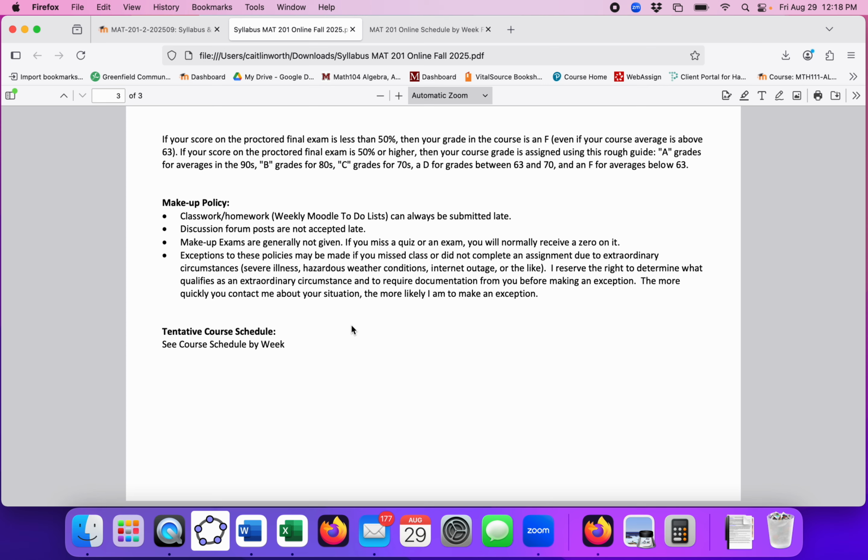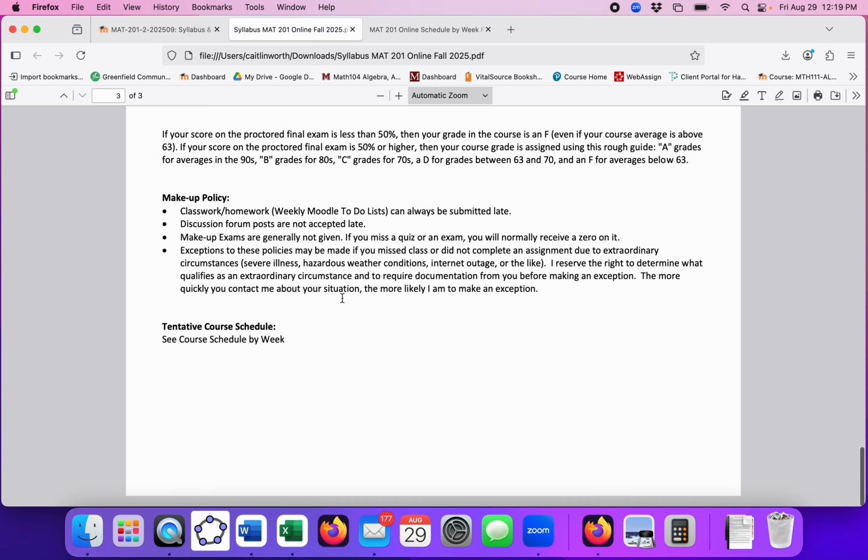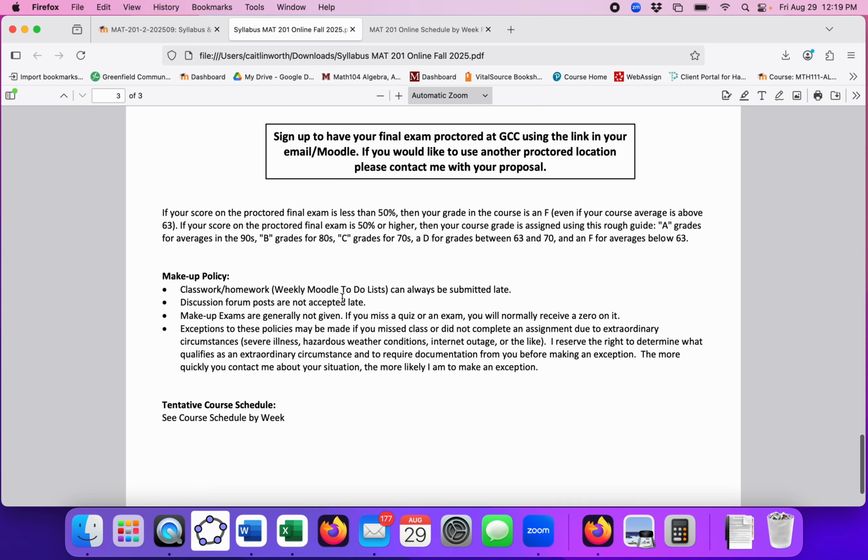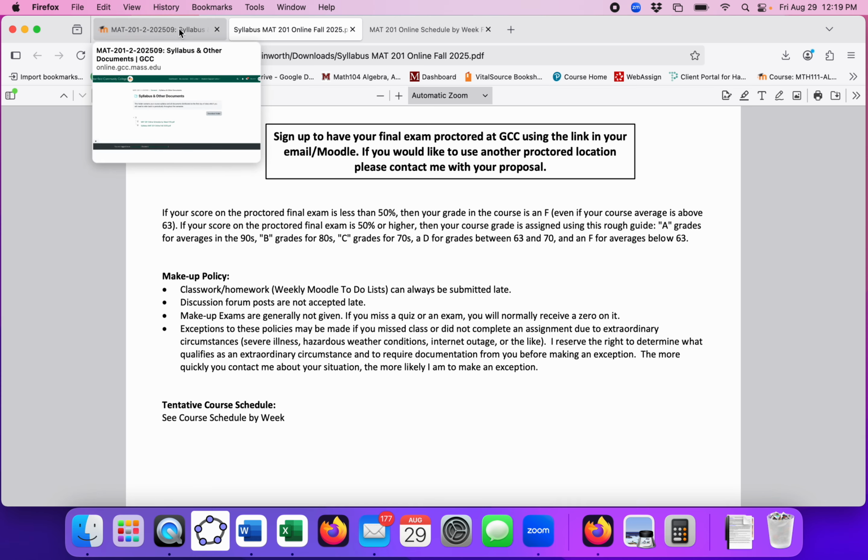However, there are always exceptions to those policies. If you miss something due to extraordinary circumstances like severe illness or hazardous weather or something like that, reach out to me as soon as possible, and we will work on a way for you to make something up. Okay, so that's most of the syllabus. Let's head back to Moodle, and I'll show you where all the things are that we talked about in this syllabus.